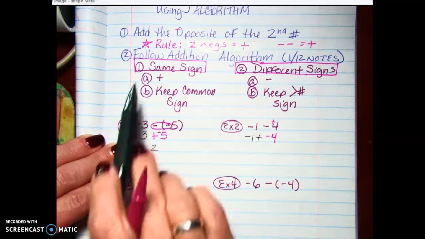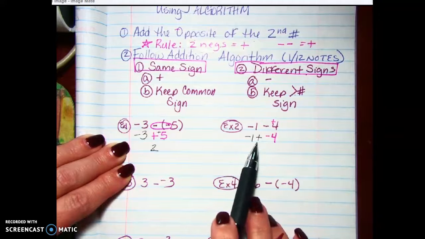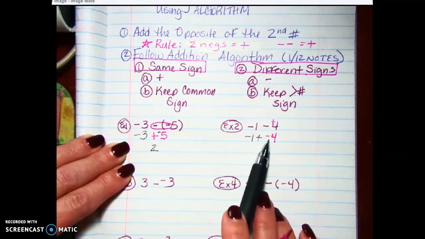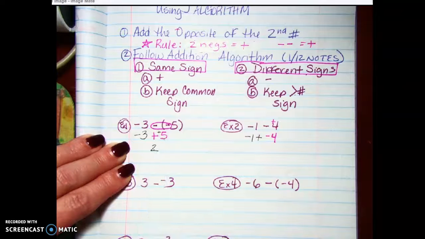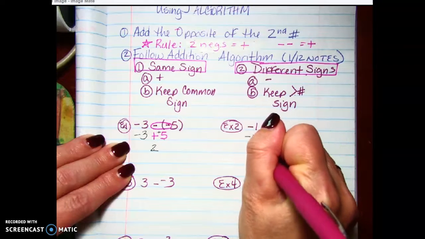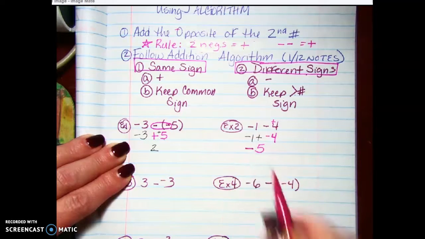Now I'm on to step 2. Do they have the same sign or different signs? Well, this is my operation, but the signs in front of my integers are negative, so they are the same. So I add my integers. 1 and 4 equals 5. And what's my common sign? Negative.